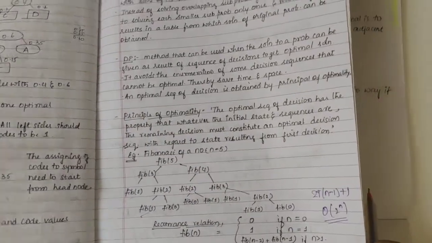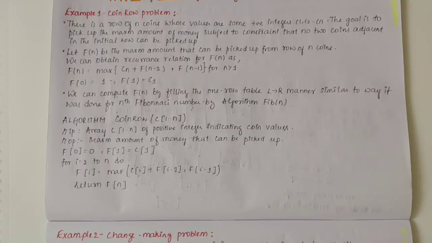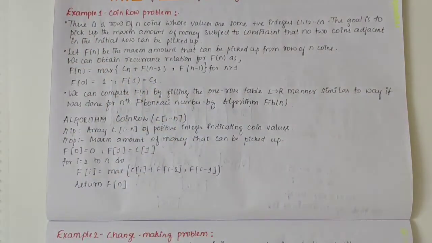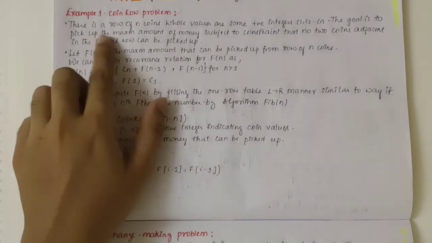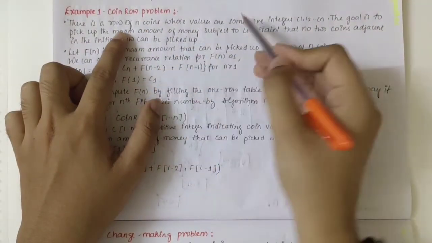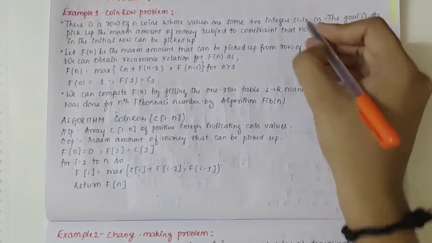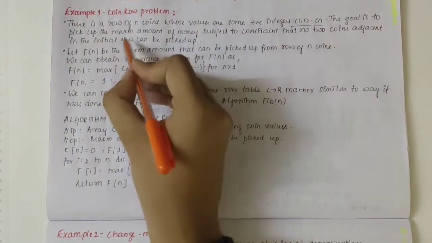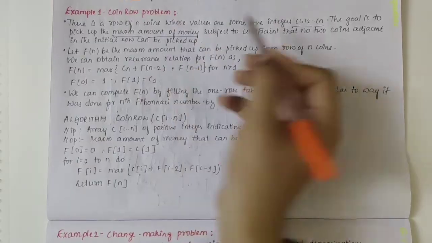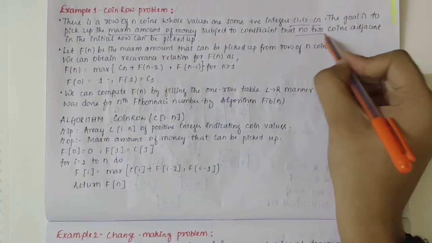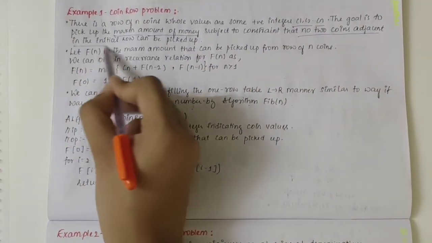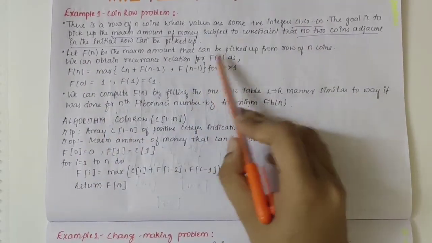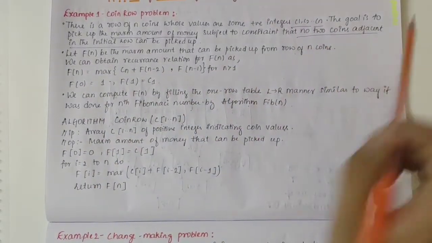Let's quickly look into the three examples. Here we have the first example, that is the coin row problem. For the coin row problem, there is a row of n coins whose values are some positive integers c1, c2 till cn. The goal is to pick the maximum amount of money subject to the constraint that no two coins adjacent in the initial row can be picked up. So f of n is the maximum amount that can be picked up from a row of n coins.